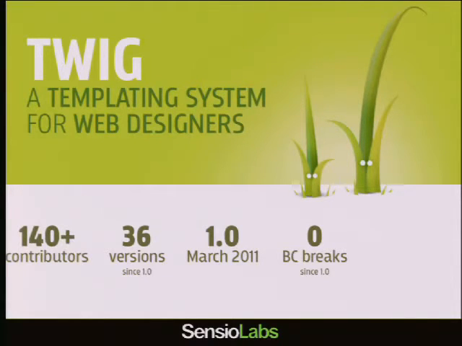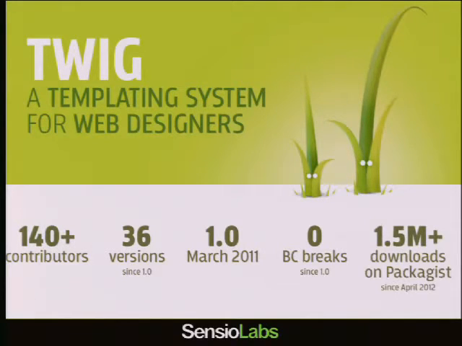So we have about 140 different contributors for the core. And I'm not sure you are familiar with Packagist. Packagist is the website where you can get stuff that is installable via Composer. Composer being the package management system that is going to be used by Drupal version 8.